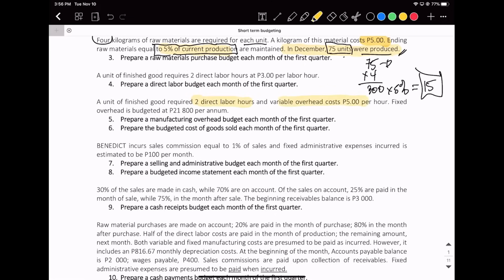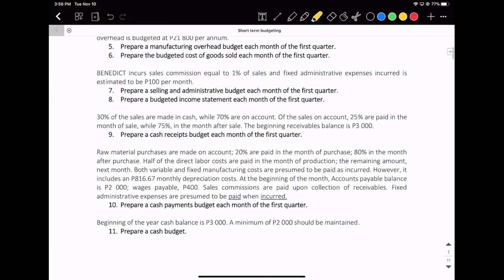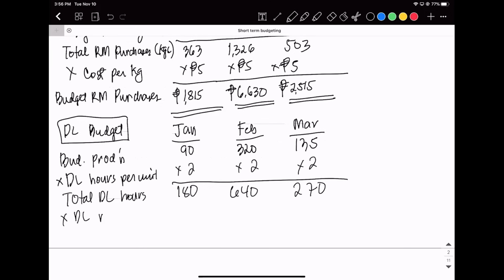Dito pala sa taas, sorry. Ito. A unit of finished good requires 2 direct labor hours at 3 pesos per labor hour. Ayan. So, balik na tayo. Ito ay times 2. Times 2, times 2. So, total direct labor hours needed. Ayan. So, 180. Ito ay 640. And then, 270.